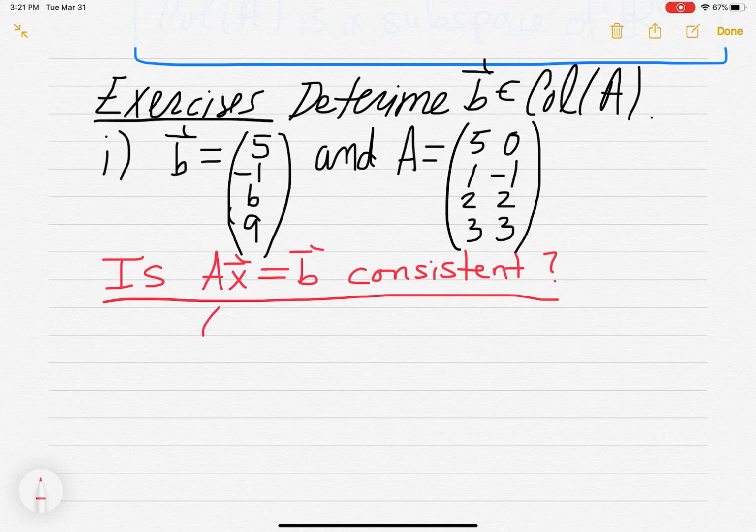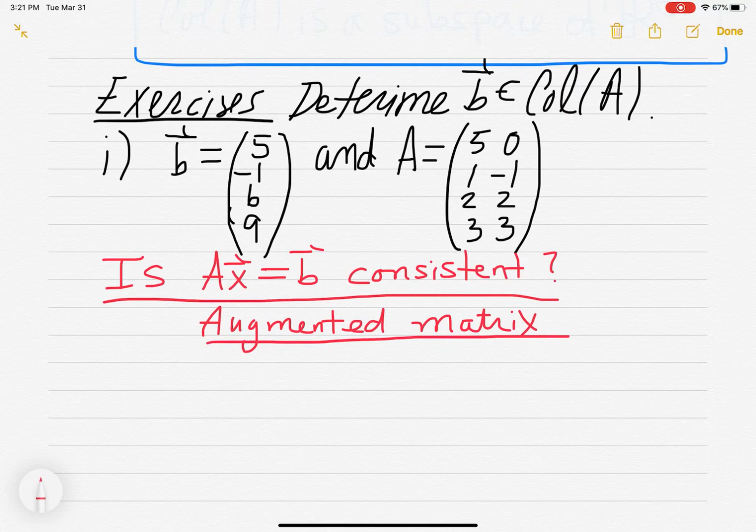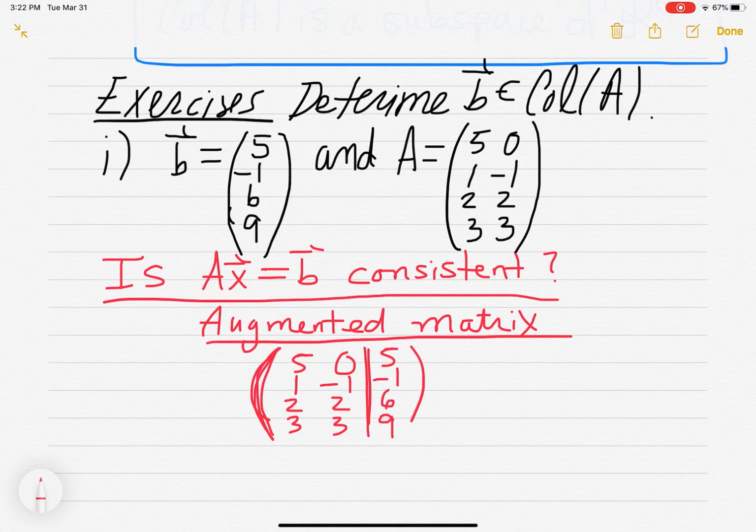So we're going to set up an augmented matrix to test whether there's a solution or not. We're going to put down the matrix A here, and the vector b augmented on the side. So we're going to have 5, 1, 2, 3, and 0, -1, 2, 3, and then on the right-hand side, 5, -1, 6, 9. And we're going to row reduce that, RREF.